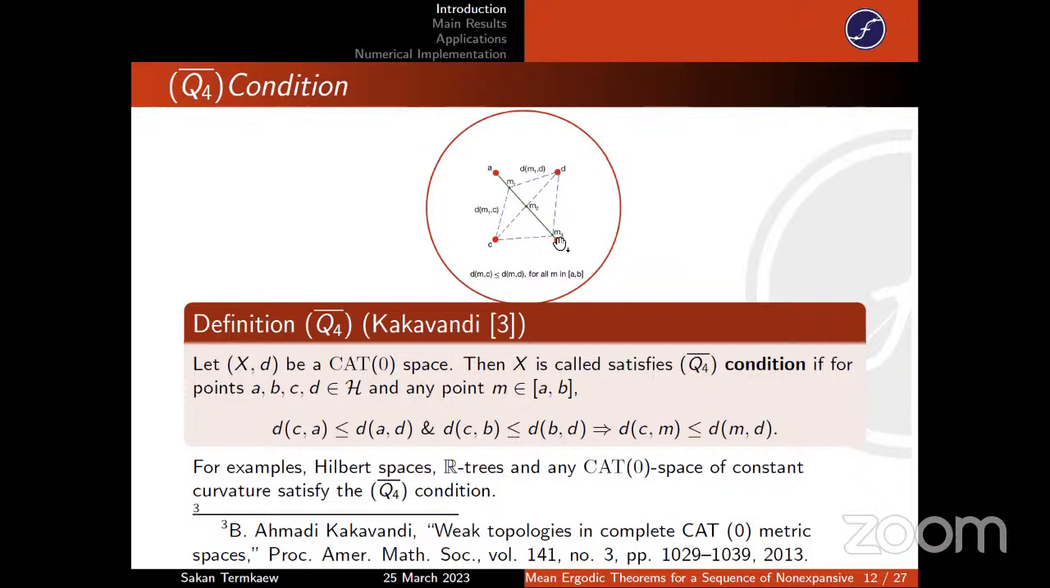And for example, Cartesian spaces satisfy the Q4 bar condition. The first is Hilbert spaces, R trees, and any Cartesian space of constant curvature also satisfies the Q4 bar condition. By constant curvature, I mean the space which is bounded above and below by zero.